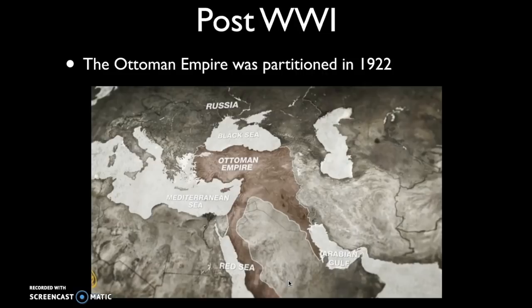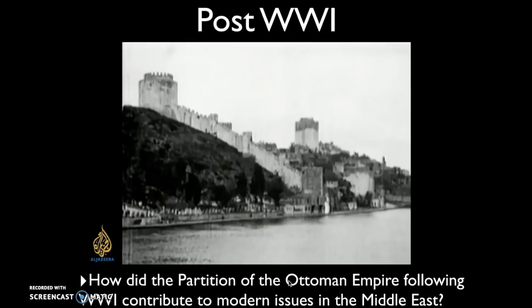So the Ottoman Empire, what happens to the Ottoman Empire? It's partitioned in 1922, so a few years after the war is over. The Ottoman Empire, what was left of the Ottoman Empire, remember it had been contracting throughout the 1800s. So what was left of the Ottoman Empire was split apart, and this video will describe how that partition took place.